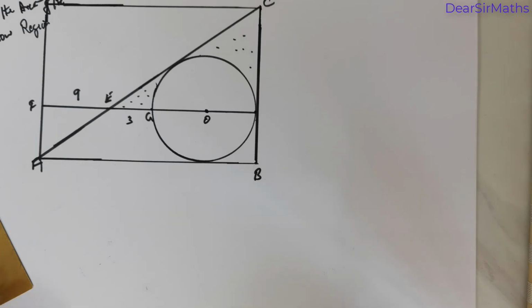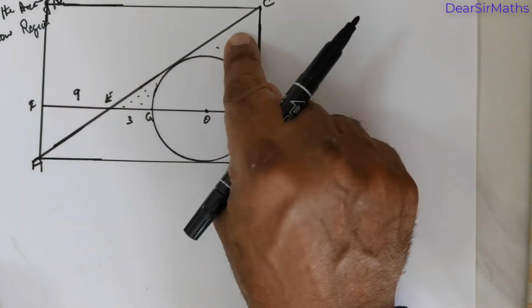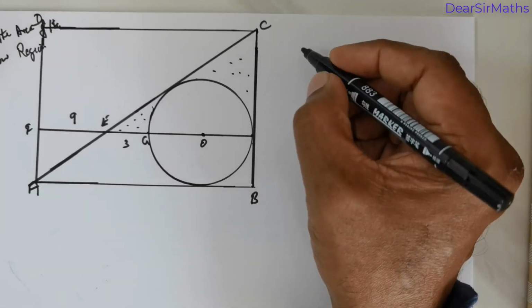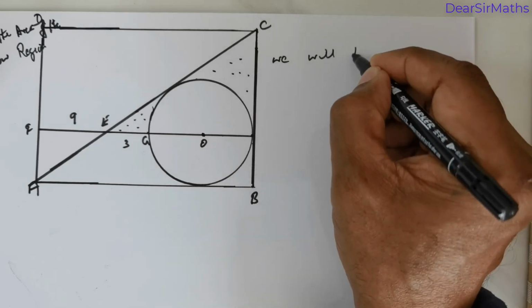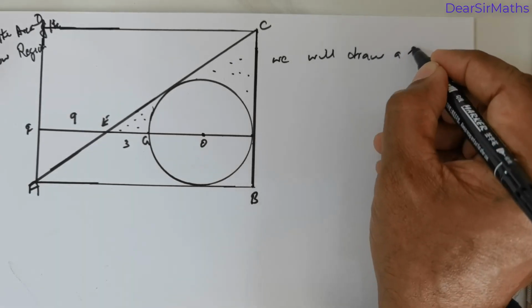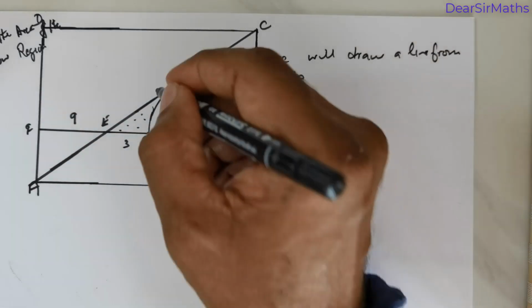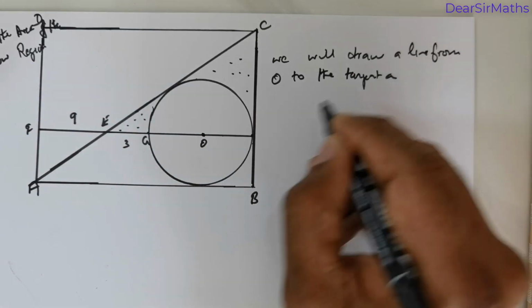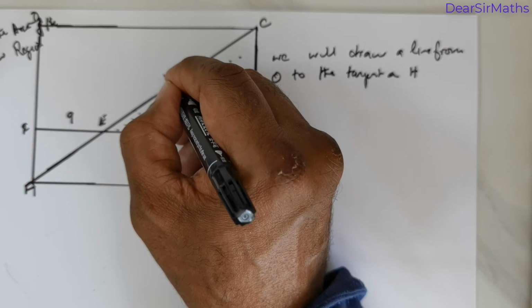Okay, fine. So clearly you can see that a circle is inside a rectangle and we are expected to find the area of the shaded region. So foremost, this is the solution. What I wish to do is we will draw a line from O to the tangent at H. So there is a tangent here at H.